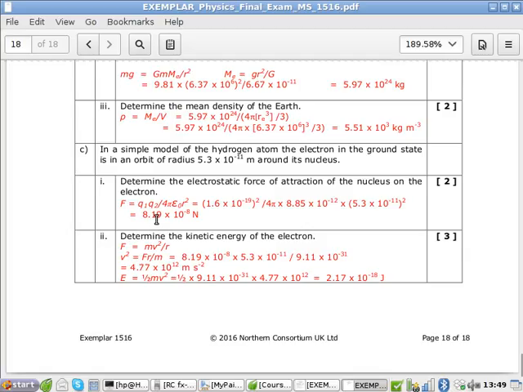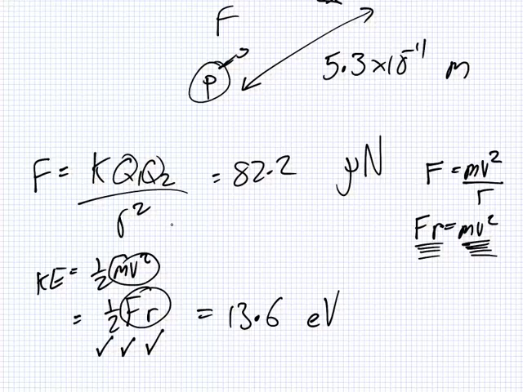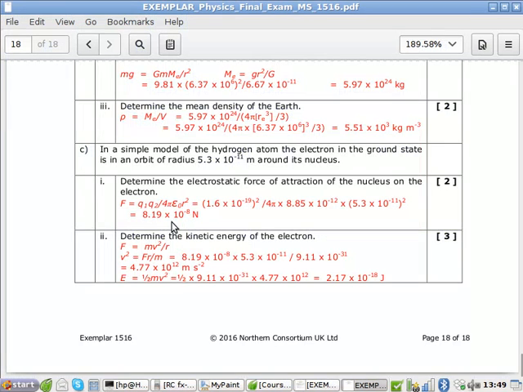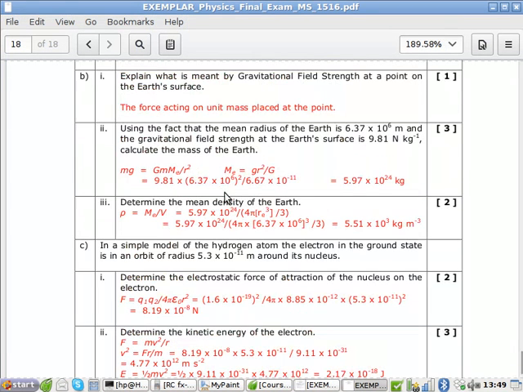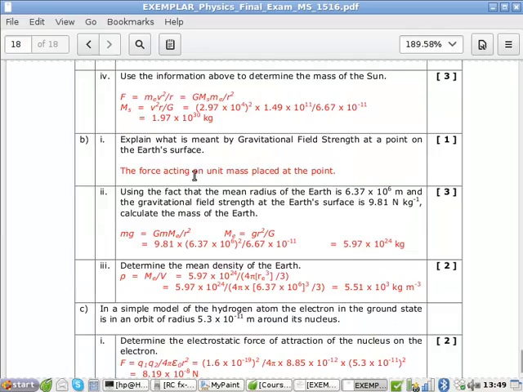This is what I got previously, was it? Yeah, 82. And we checked these on Google, so we know that these are right. The force acting on a unit mass. So, earlier you asked me, could you say the free-falling one? It's important that you mention either unit mass or 1 kilogram of mass.